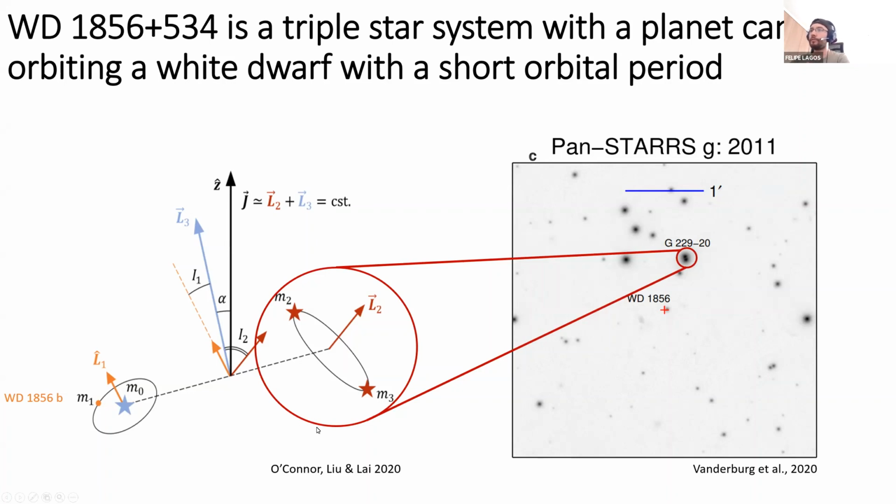In this cartoon from O'Connor et al. 2020, the white dwarf that we just call WD1856 is part of a hierarchical triple system in which the white dwarf is orbited by an M-dwarf binary located at more or less 1,500 AU. So, here we can see the planet candidate, and in this image, we can see the M-dwarf binary and the location of the white dwarf.